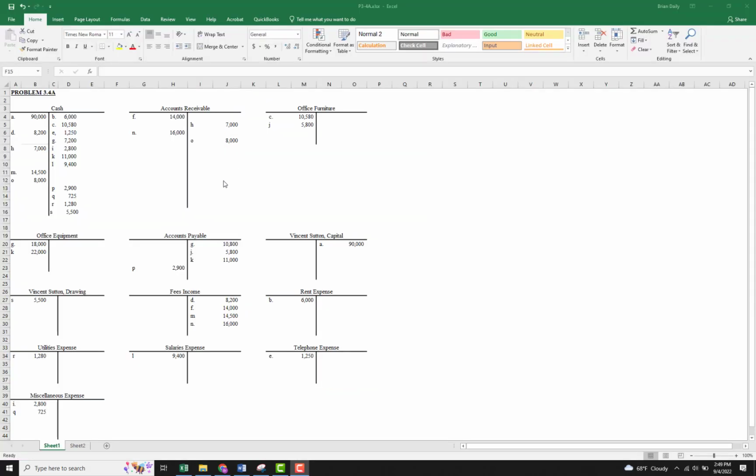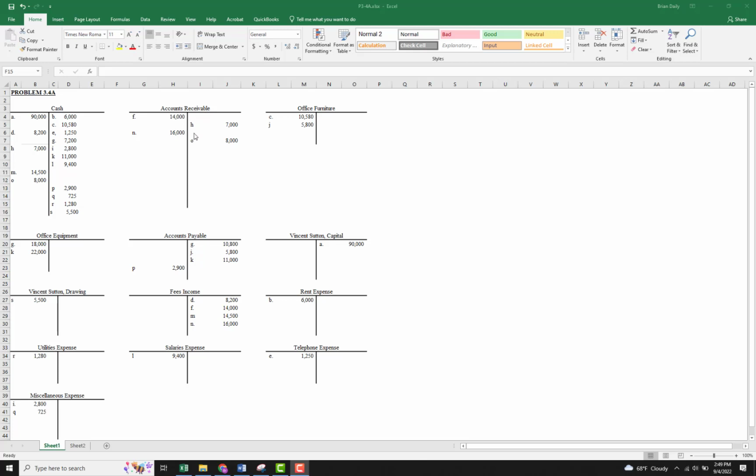So now I'm looking at the T accounts that resulted from problem 3.4a. And the very first thing that we have to do in order to prepare a trial balance is to find the balances of each one of these T accounts. So we need to do that. And I'm going to demonstrate how to do that with the accounts receivable account here.